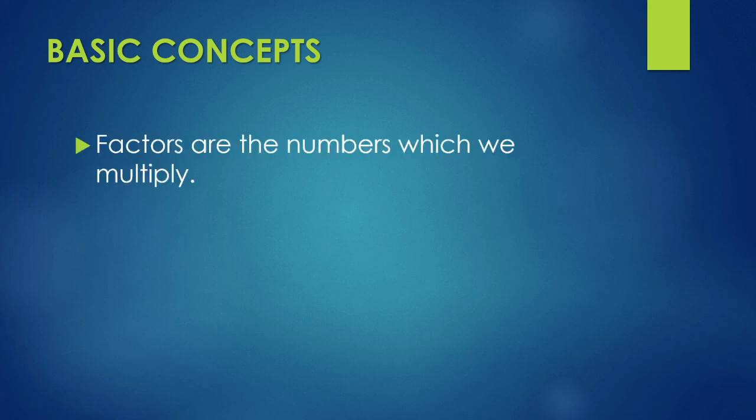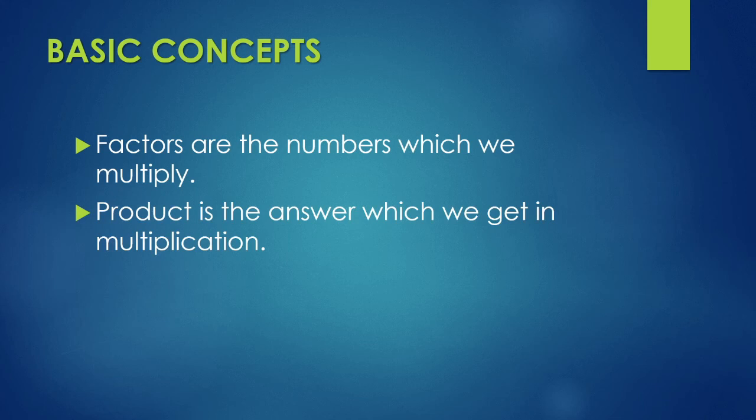We have the factors. Ano ba yung factors? Factors are the numbers which we multiply. So, for example, in 2 times 3 equals 6, what are the factors there? We have 2 and 3. Yung dalawang numbers na minumultiply natin, these are what we call the factors. And the answer, of course, in multiplication is what we call the product. So, product is the answer which we get in multiplication.